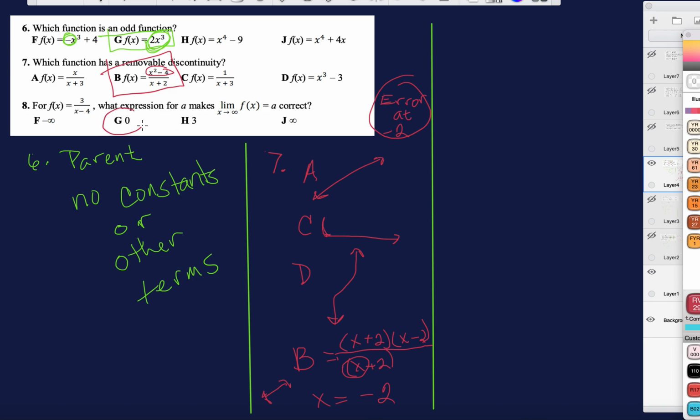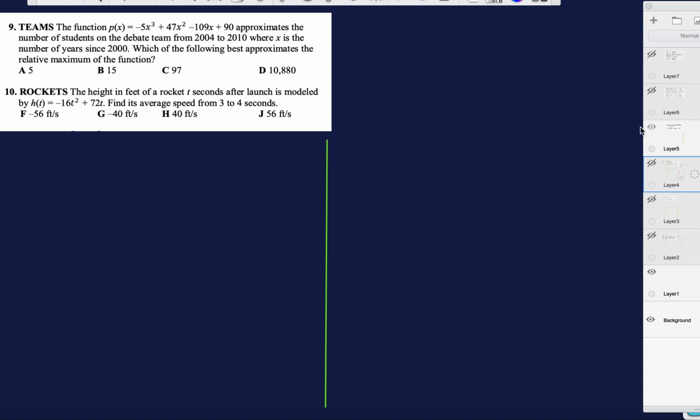This is letter G, and it just gives us a nice, easy -3/4. This is the answer. I'm probably going to eliminate this. It's not very exciting, okay? But it is G. We did go through this in class. Let's move on. Number 9.